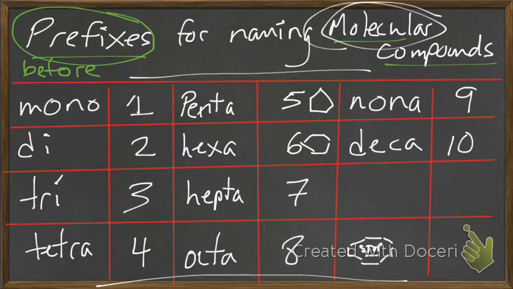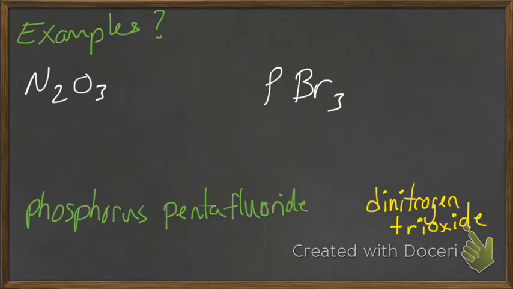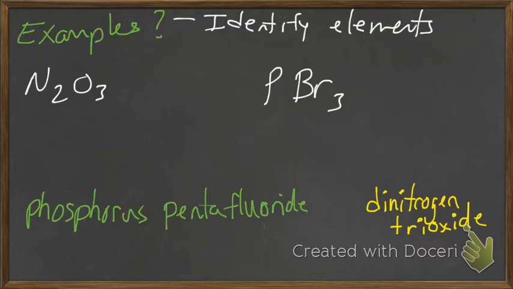This has nothing to do with ionic, though, okay? So I'll write ionic and put a line through it. Not ionic, only molecular. So if we look at some examples, first thing we want to do is identify the elements. And you'll always have your periodic table.